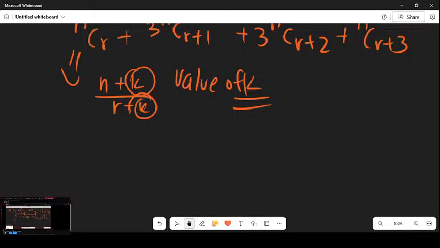So further solving this into a simpler form, we get an expansion in this manner, and they are asking us to find the value of k. We need to find the value of k. Am I correct? Definitely we need to find the value of k.